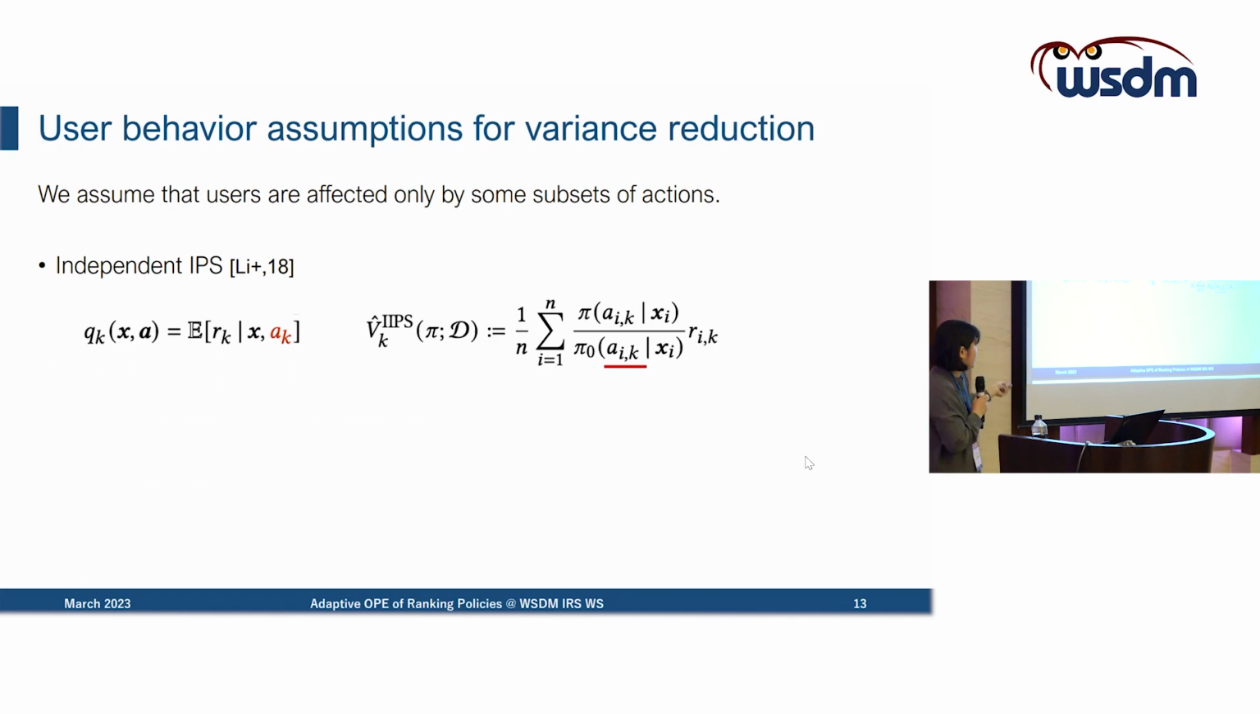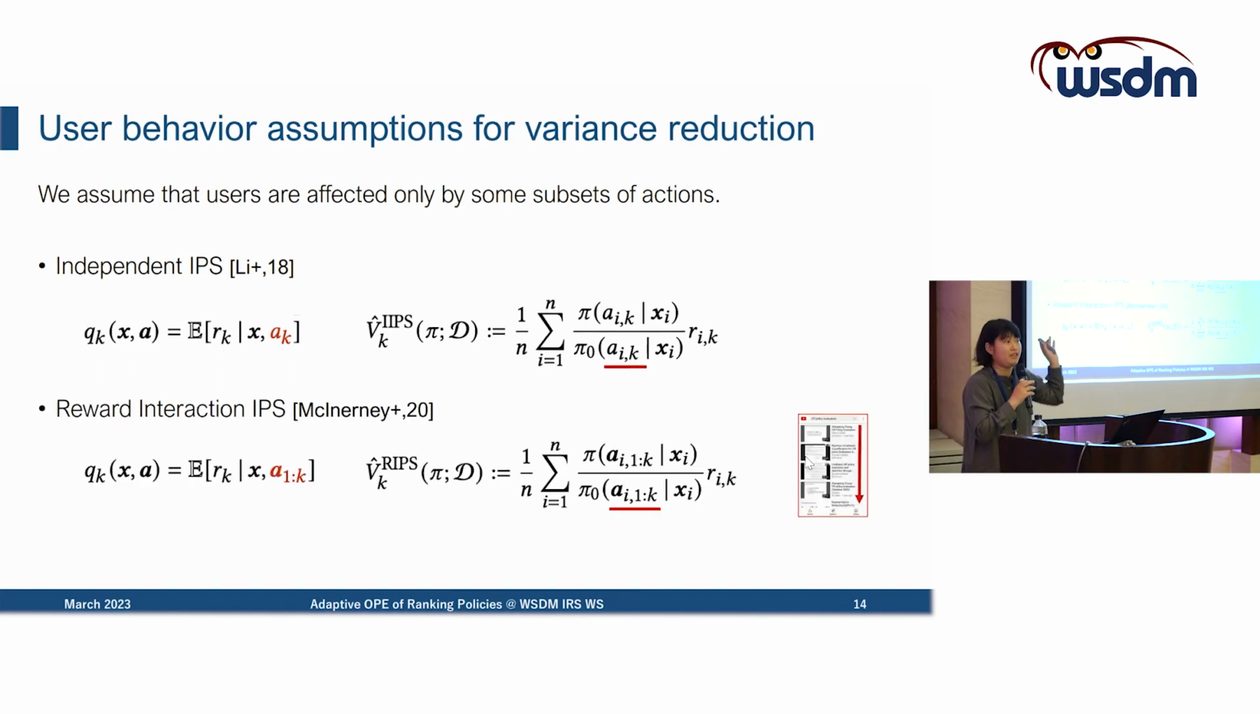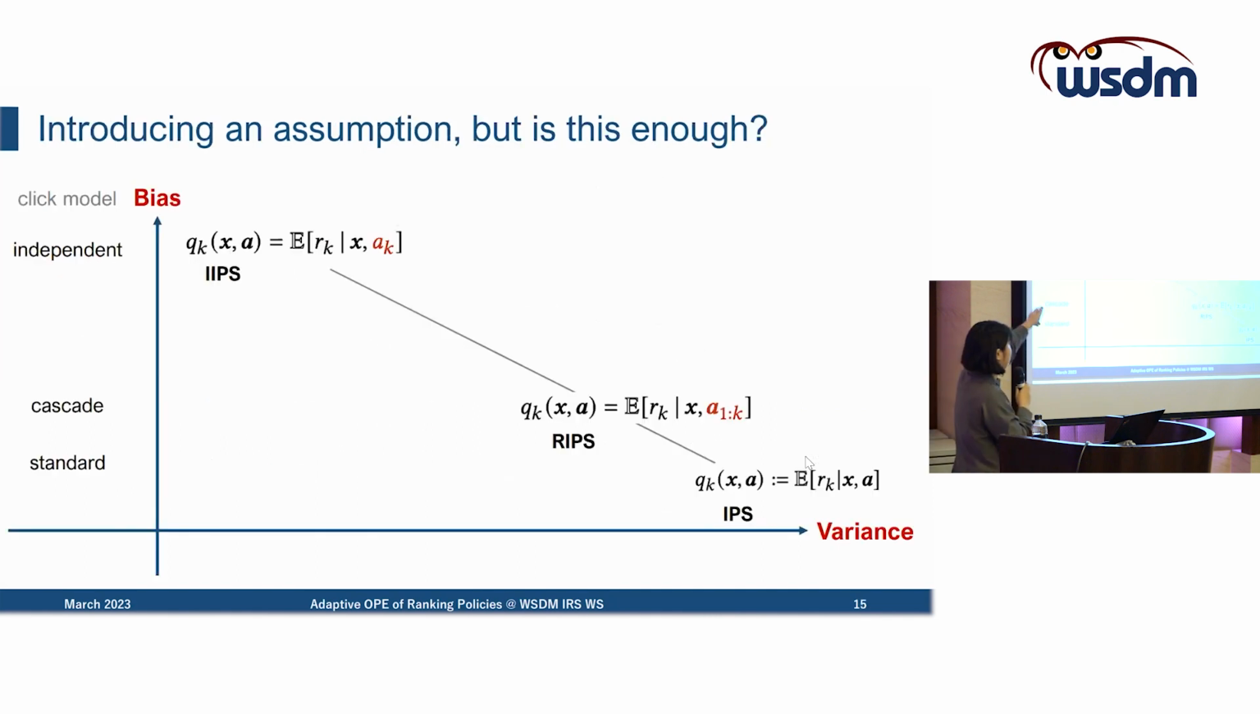And another popular assumption is called the cascade assumption, which assumes that the user browses the items sequentially from the top. And by assuming so, the reward observed at each position depends only on the higher positions. So we can again reduce the variance of the original IPS while remaining less biased compared to the very strong independent IPS. However, when this assumption does not hold, this RIPS still introduces high bias in estimation, and also this RIPS suffers from high variance when the ranking size is very large. So now, summarizing those existing estimators, we see here that there's a clear bias-variance trade-off depending on the user behavior assumption we make.